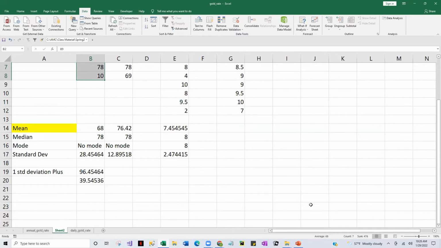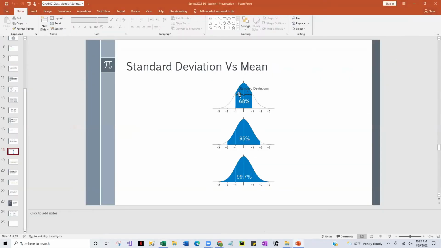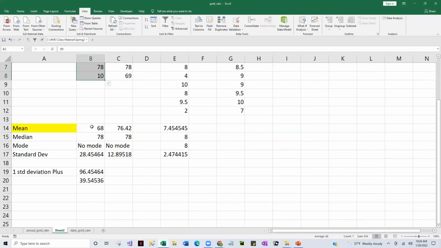Are you getting it? So if it is one standard deviation, this is what we are saying. The 68% is going to be between those scores. We are going to add one standard deviation to the mean and subtract it. Let's do the two standard deviation.